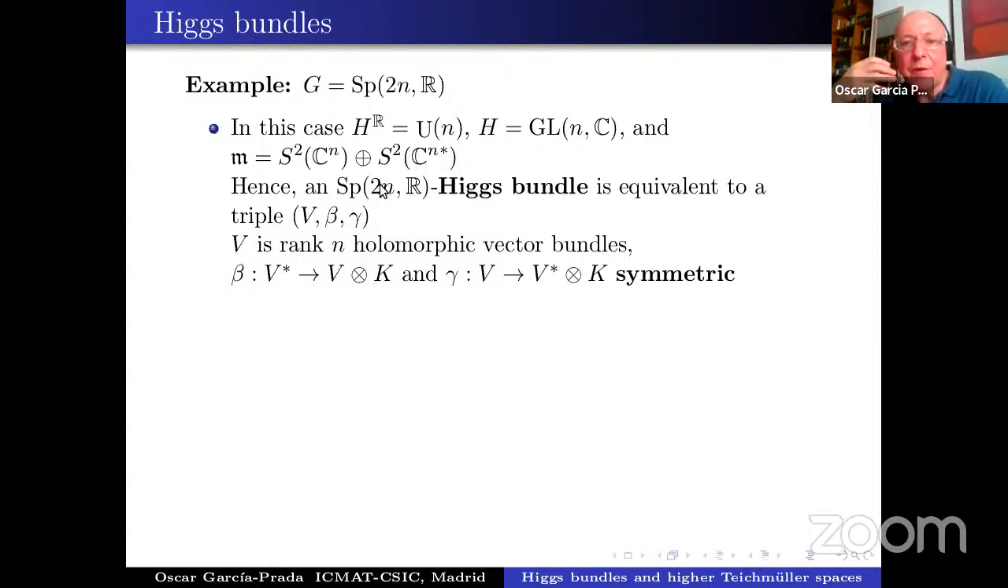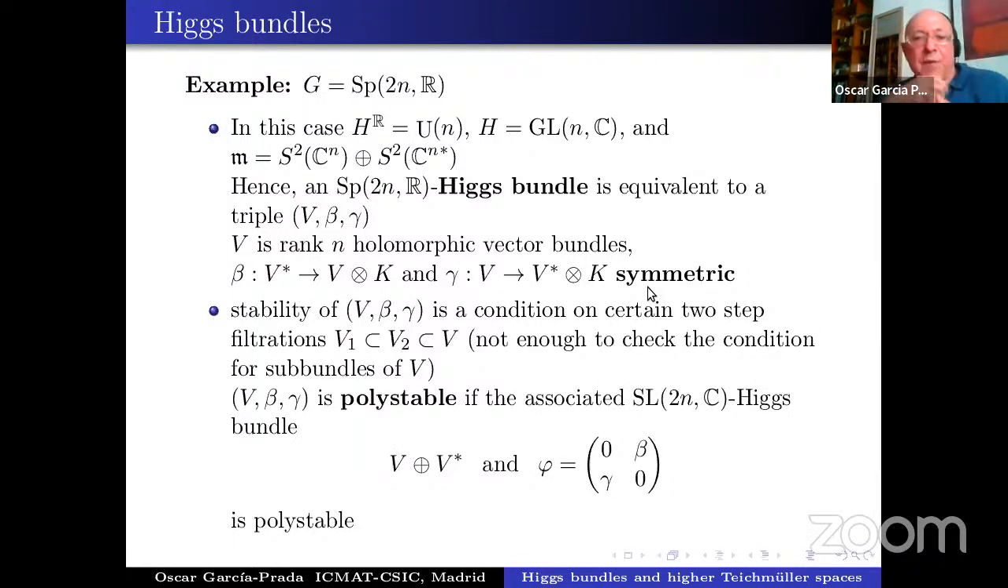So in this vector bundle language, because the structure group of the bundle, remember the pair was an H bundle, is GL(n,C), we can think in terms of vector bundles. So an Sp(2n,R) Higgs bundle is a triple consisting of a rank n holomorphic vector bundle V, and then a Higgs field that has two pieces, right? Beta that goes from V dual to V tensor K, and gamma that goes from V to V dual tensor K. And this condition here makes them symmetric. Yeah. So stability, just to give you a flavor, is a more involved condition in the sense that it is not enough to check something for subbundles. In general, one has to consider filtrations, but in the vector bundle context, the minimum thing is two-step filtrations, and so there are notions of stability, polystability, and so on, right?